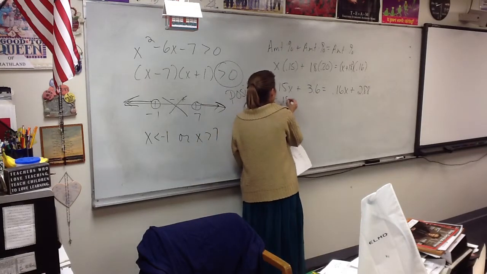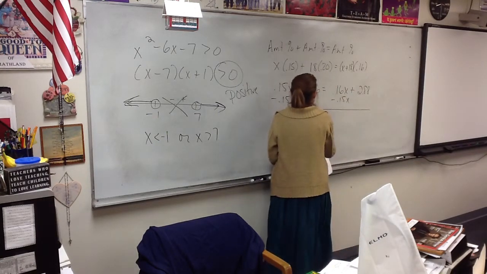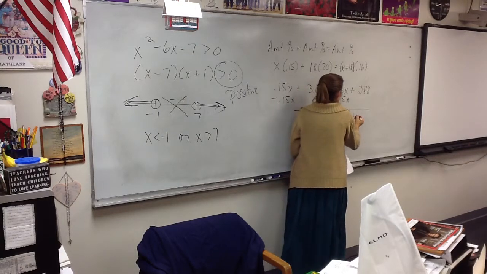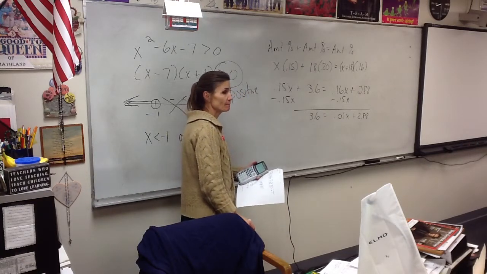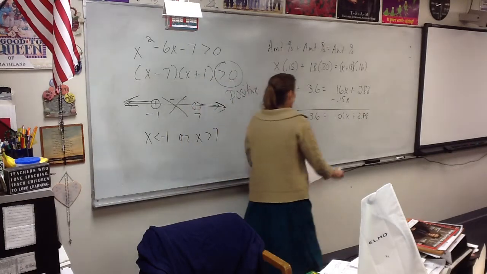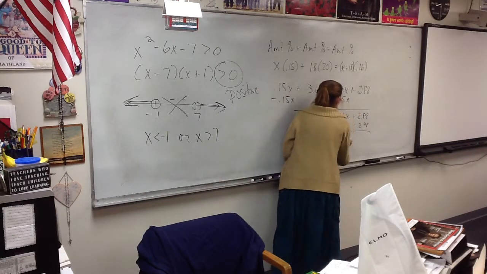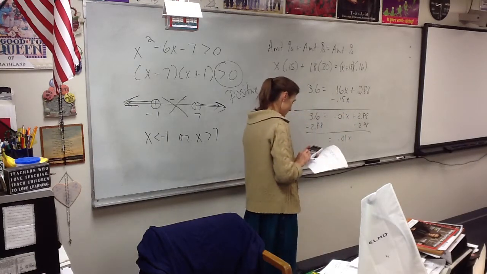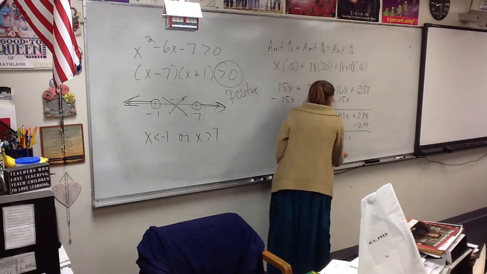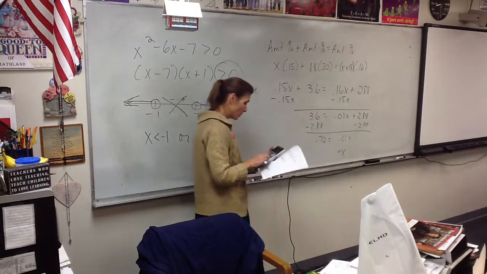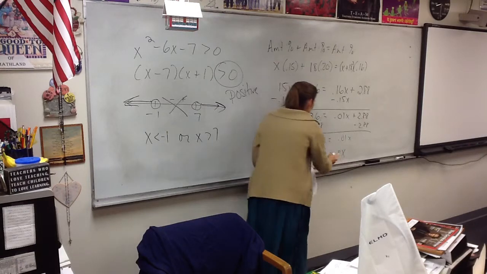So I'll subtract the 0.15. Now be really careful here. I can see mistakes happening. This is going to be 0.01x. Don't say 1. It's 0.01. Everybody see that? Now I'll subtract the 2.88. And remember, this has a star by it, so you're allowed to be using a calculator. 0.72. Then I'll divide by 0.01, and I got 72 gallons.